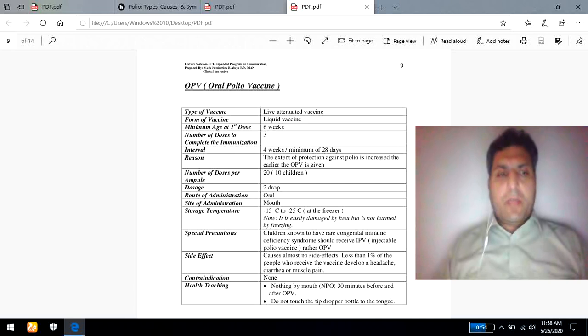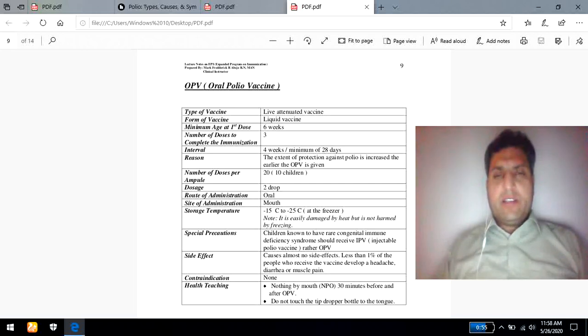As far as poliomyelitis is concerned, this is basically a contagious infectious disease, caused by a specific RNA type of virus belonging to the family Picornaviridae, and the genus of this virus is known as enterovirus. So enterovirus is the genus of the polio virus, whereas the family is Picornaviridae.